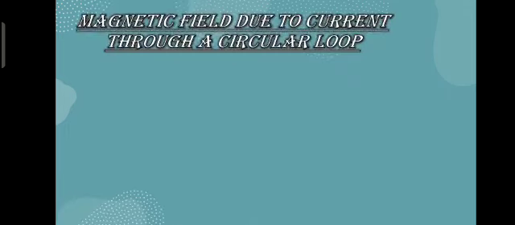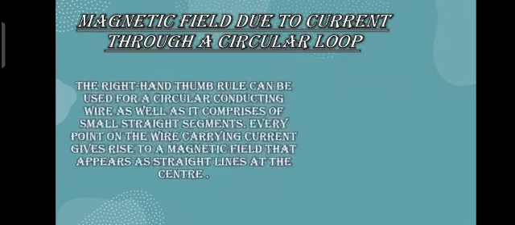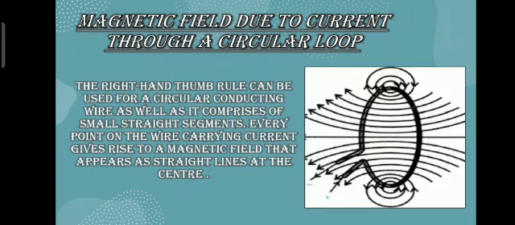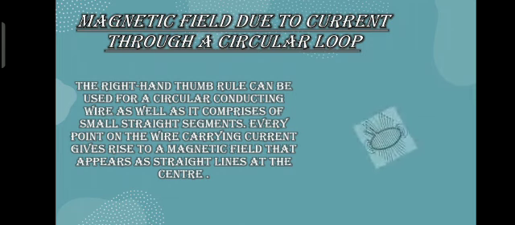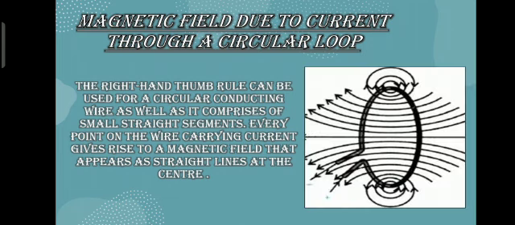Magnetic field due to a current through a circular loop. The right hand thumb rule can be used for a circular conducting wire as well, as it comprises small straight segments. Every point on the wire carrying current gives rise to a magnetic field that appears as a straight line at the center. Here you can clearly see that it is a circular loop and the magnetic field lines are going from north to south.